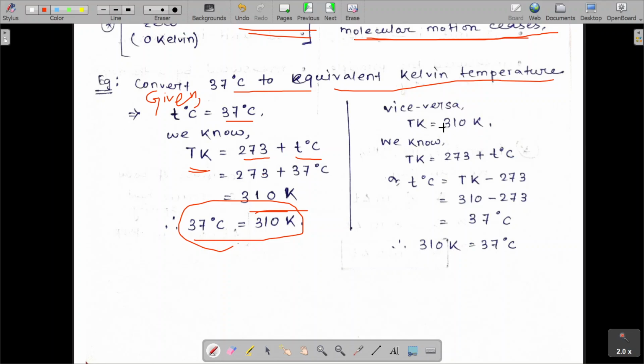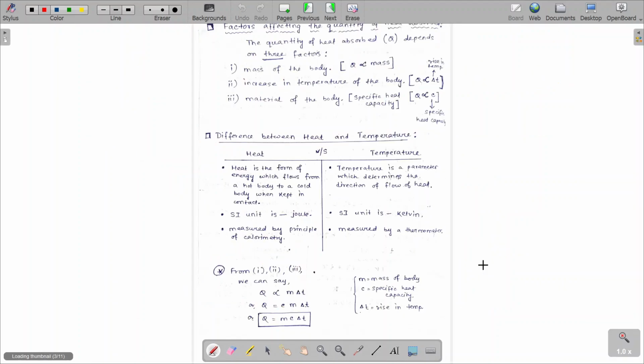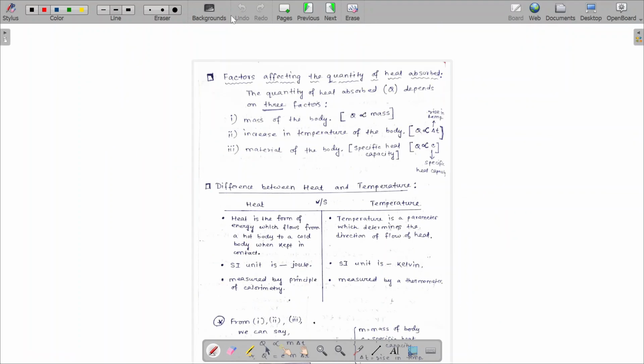Vice versa, if the temperature is given as 310 Kelvin, we need to find the equivalent Celsius temperature. We know this formula: temperature in Kelvin equals 273 plus temperature in degrees Celsius. By rearranging this equation, temperature in degrees Celsius equals temperature in Kelvin minus 273, and it again comes to 37 degrees Celsius. So in this way, you can change temperature from Celsius to Kelvin or vice versa. Let's move to the next slide.